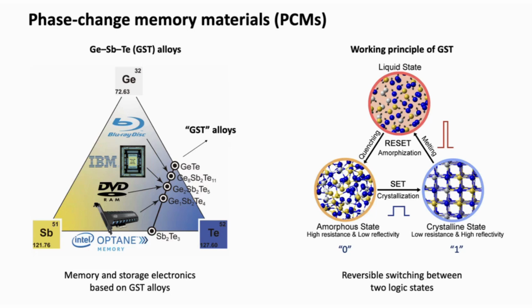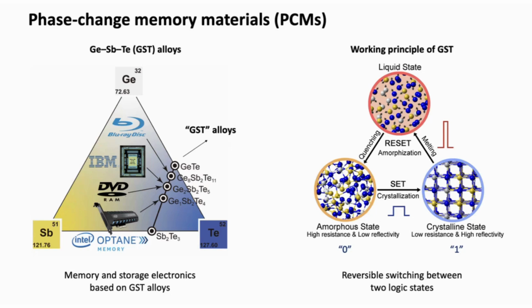In electronic devices, a reset pulse is used to melt and quench the crystalline phase to form an amorphous phase, and a set pulse can be used to crystallize the amorphous phase back to the crystalline phase. This switching is very, very fast, within tens of nanoseconds or even just picoseconds. Density functional theory-based molecular dynamics simulation has been a very useful tool to understand the fundamental properties of these two phases and their phase transition process.